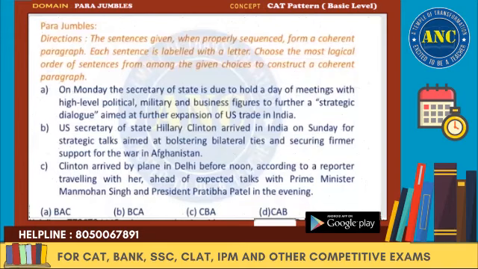Let's start. So this is generally how the directions will be given for a para-jumble question. This is the standard terminology that will be used. He'll say the sentences given, when properly sequenced, will form a coherent paragraph. Each sentence is labeled with a letter, so try and construct a coherent paragraph from the given set. So just take a quick 1 minute and solve this question, and then we will discuss.